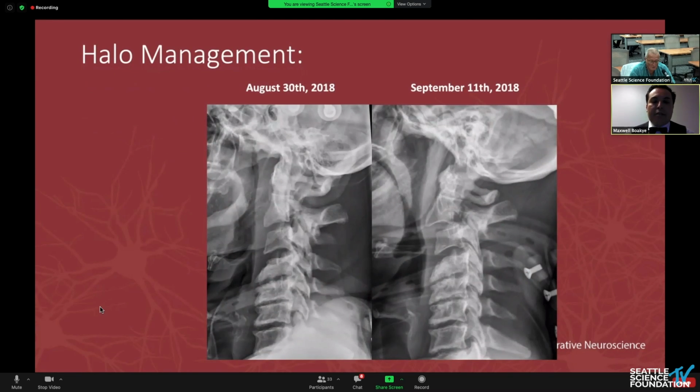These are the first images with the halo on, and we can see a pretty good alignment between C2 and C3. But then 12 days later, the patient had a new set of x-rays, repeated about 4 hours ago. We can see some translation of C2 and C3, and because the patient was complaining of neck pain, the halo was removed, and he opted for surgical treatment.